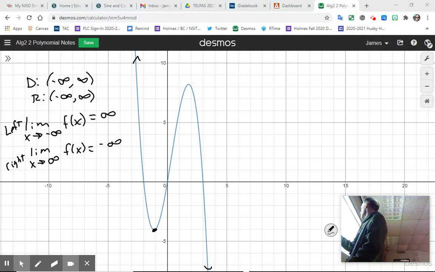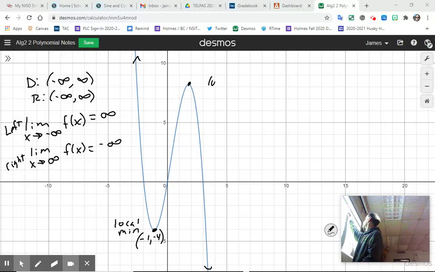So this is a local min, and I'm going to call that -1. I'm going to call it -1, -4, close enough. And then we have a local max, and I'll call that like 1.8 and 8.1. Close enough.